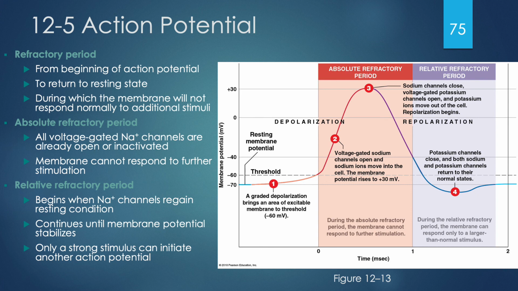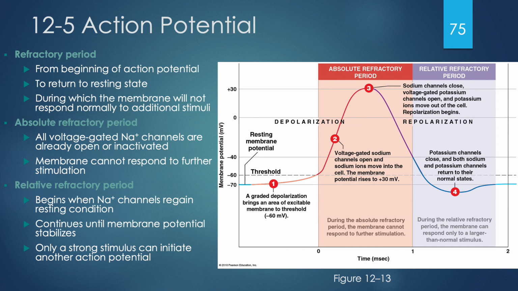So the image that you see on the right is figure 12.13 in your text, which shows you how this works. So let's walk from left to right. We start off at left with our resting membrane potential at negative 70 millivolts. And then we have a graded potential, which brings the cell to threshold. So once we hit the threshold, an action potential is triggered.